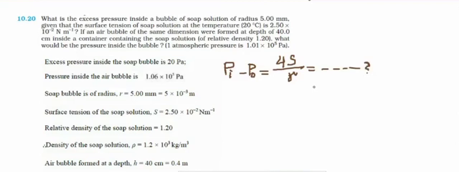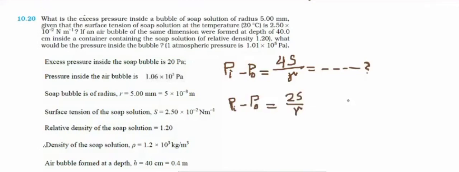Then again, for an air bubble of the same dimension formed at a depth of 40 centimeter inside a container containing the soap solution of relative density 1.2, what would be the pressure inside the bubble? Okay, so in the case of an air bubble, our formula is Pi minus P naught is equal to 2S by R, because an air bubble has only one surface.